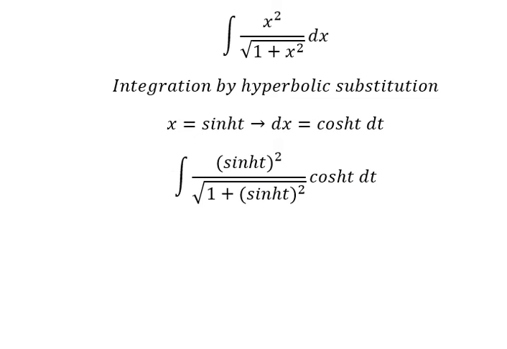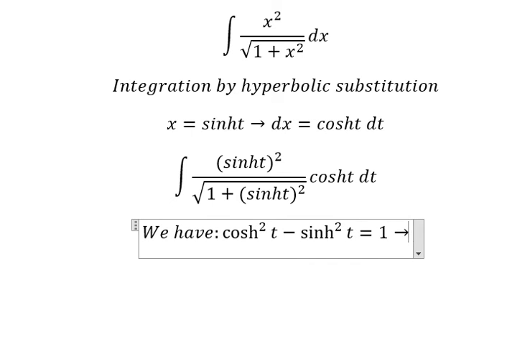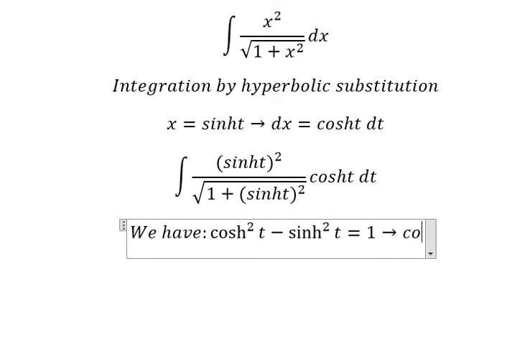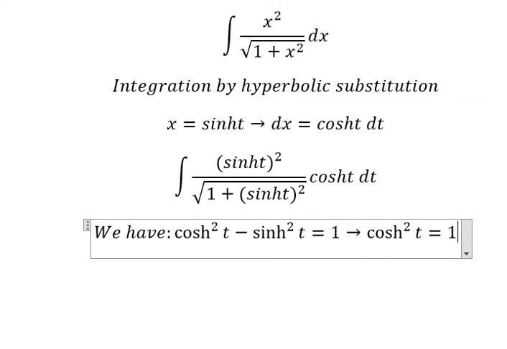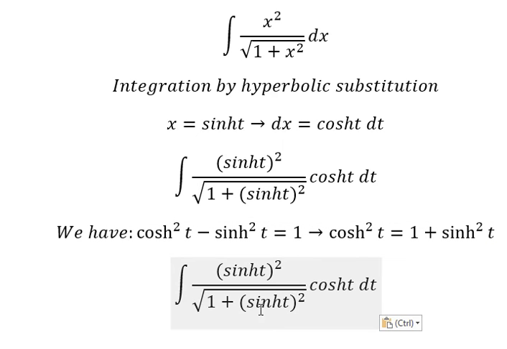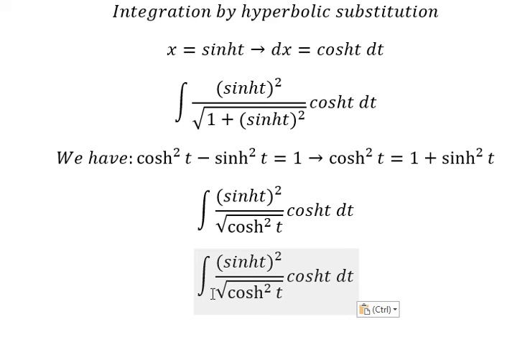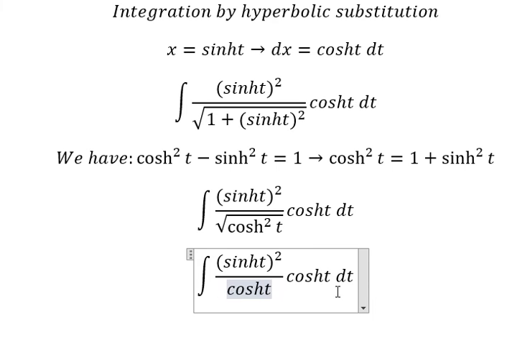So we have the formula in here. Cos t squared plus sin t squared equals 1. So I will put this one to the right and we have cos t squared equal to 1 minus sin t squared. This one we change to cos t squared. The square root of cos t squared is cos t.